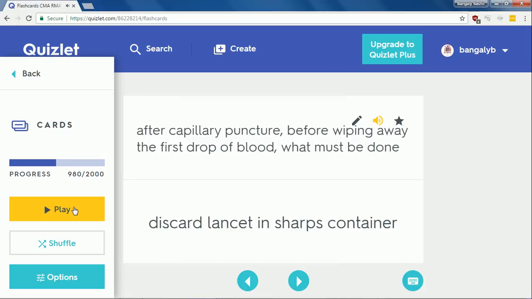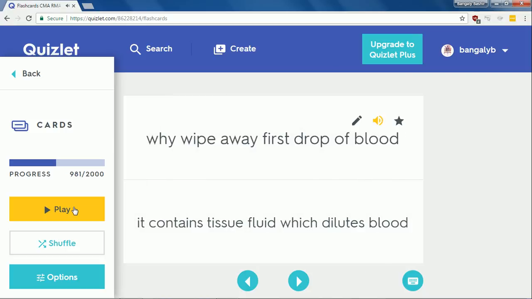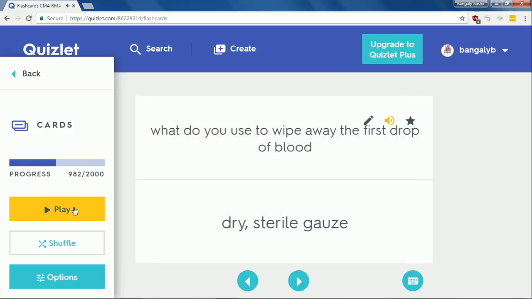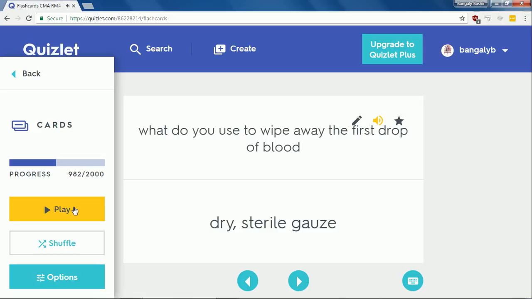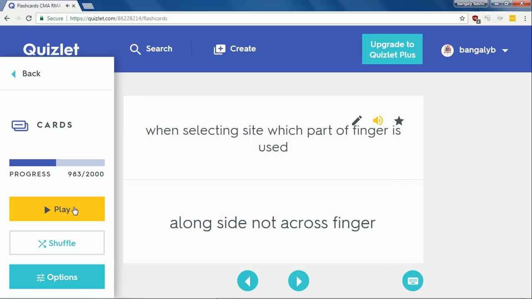After capillary puncture, before wiping away the first drop of blood, what must be done? Discard lancet in Sharps container. Why wipe away the first drop of blood? It contains tissue fluid which dilutes blood. What do you use to wipe away the first drop of blood? Dry, sterile gauze. When selecting site, which part of finger is used? Alongside, not a crossed finger.